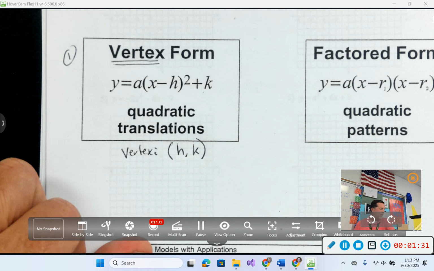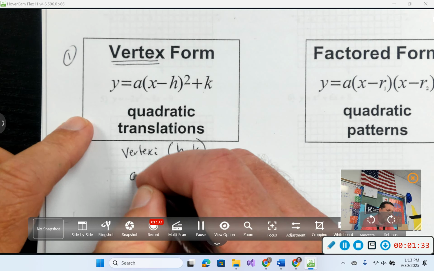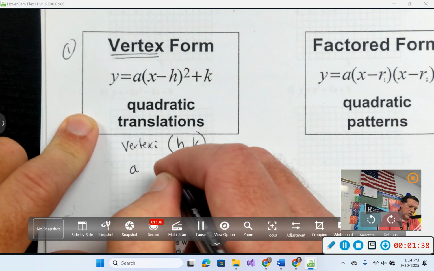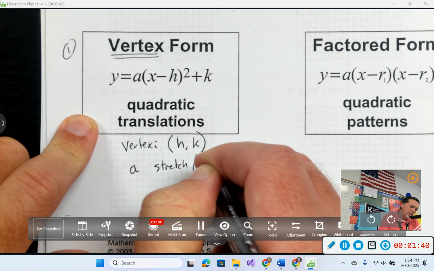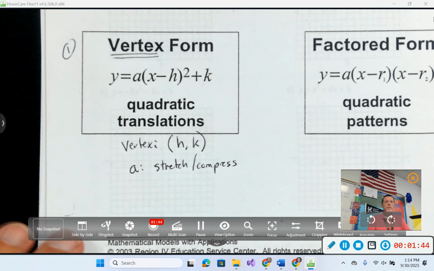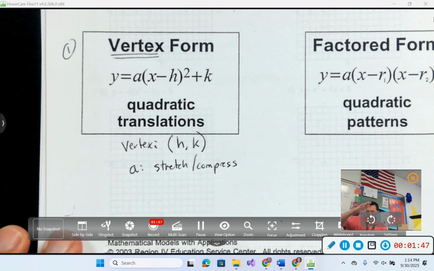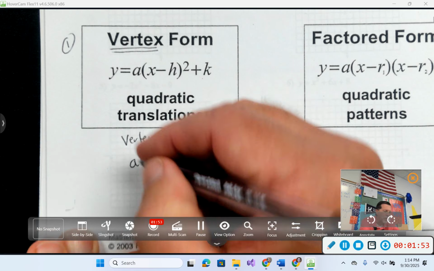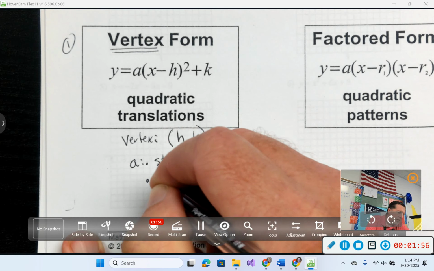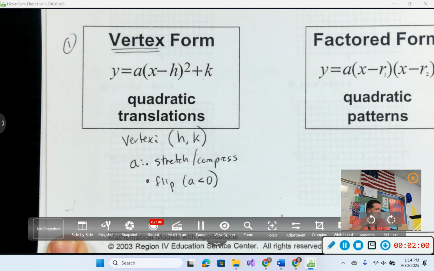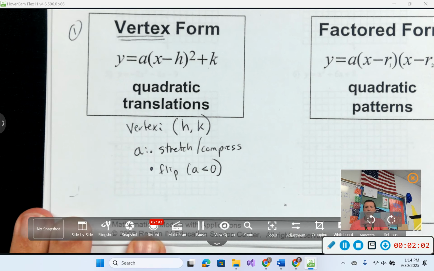It's easy to graph. What does the A do to the graph? So stretch or compress. Right, stretch if it's bigger than 1. Compress if it's less than 1. What else might A do? Could flip it. If it's negative, if A is less than 0, that would flip it over.